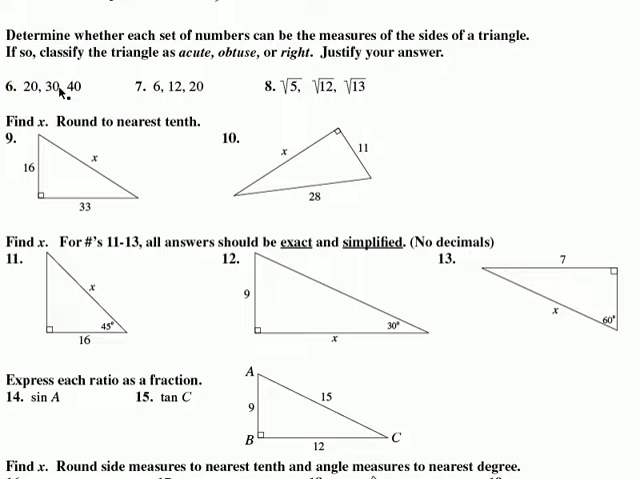But do I stop right there? No. What does the rest of the problem say? It says determine if it can be a triangle or not. So yes, it's a triangle. So it says if so. Well, we said yes it is, right? So classify it as acute, obtuse, or right. Now how in the world do I do that? That's where you have to do a little bit more math.